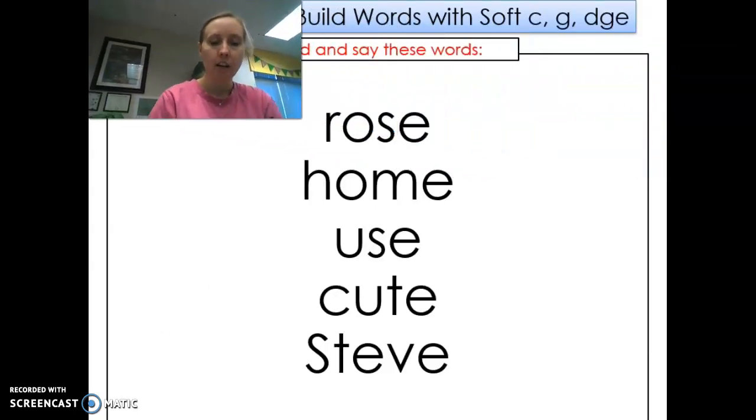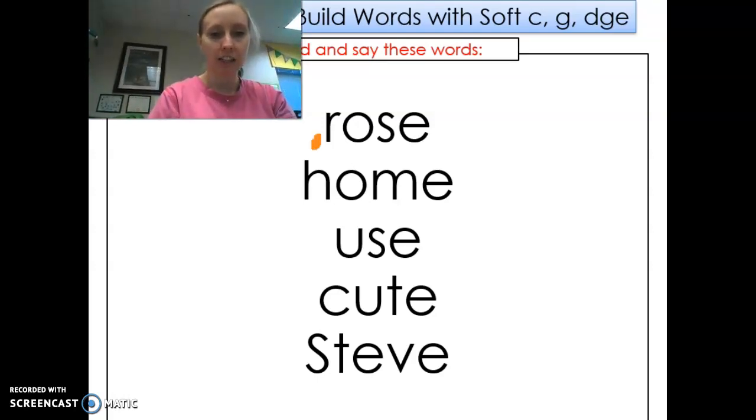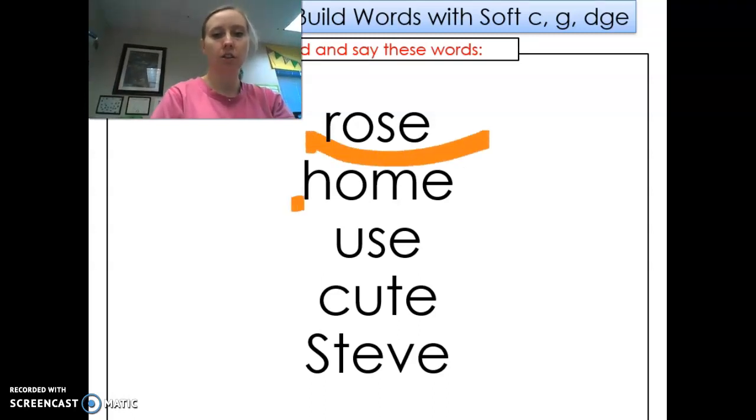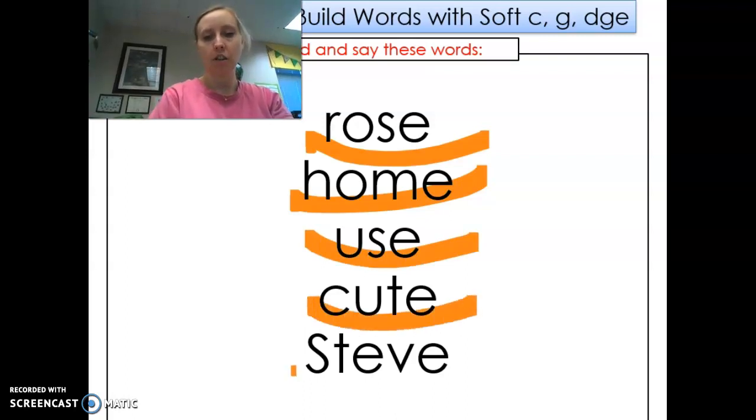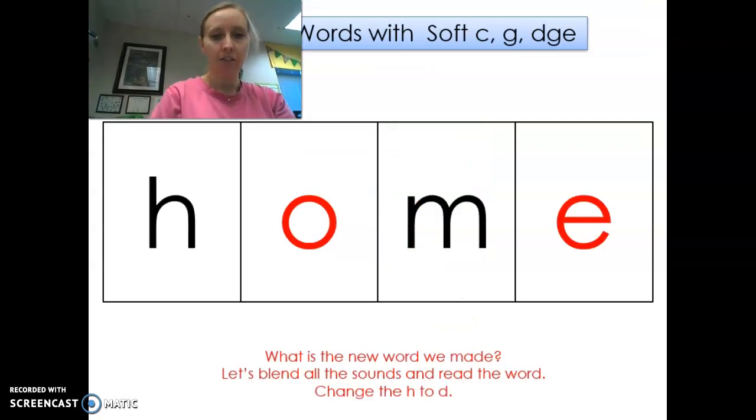So once again, today is our last day with silent E or super E. And so I'm going to go fairly quickly. I'll give you 3 seconds to read the word. 3, 2, 1. Rose. 3, 2, 1. Home. 3, 2, 1. Use. 3, 2, 1. Cute. 3, 2, 1. Steve.